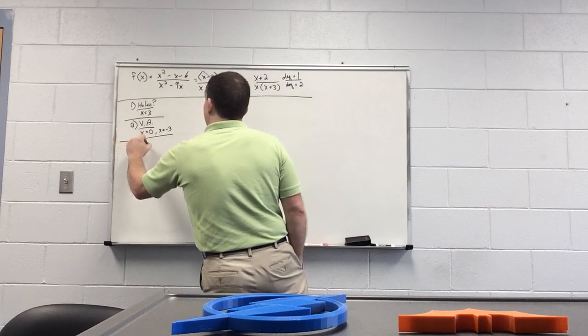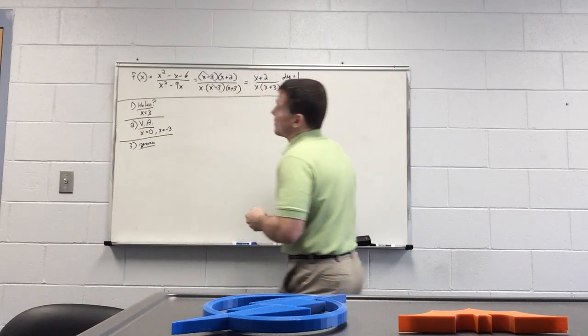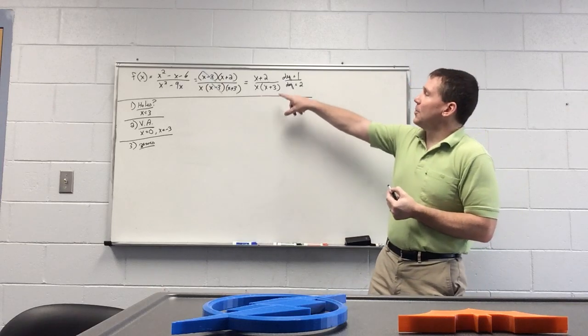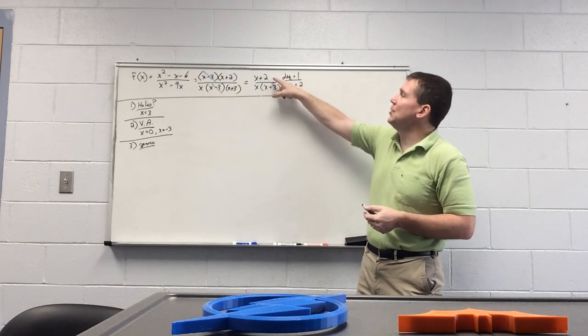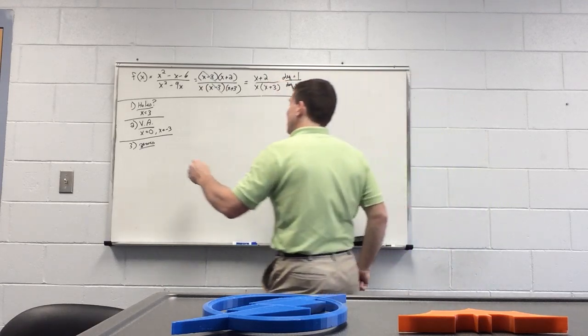Next up, I want to find the zeros of the function. Zeros occur where the fraction, the rational function, is 0, which are zeros in the numerator. So here that's at x equals negative 2.